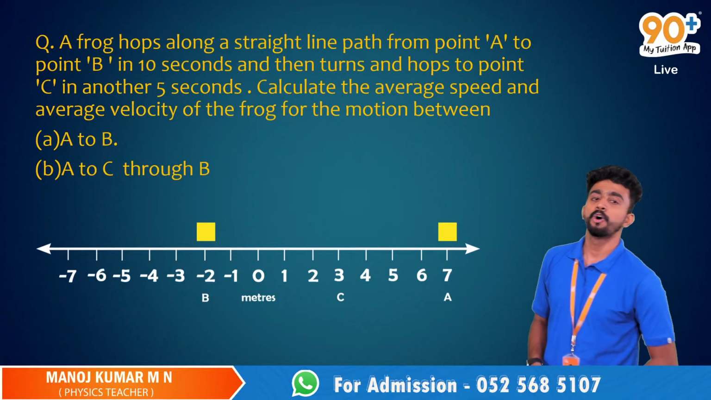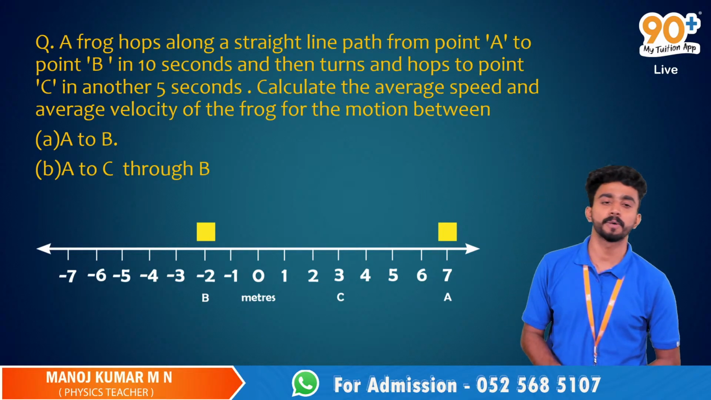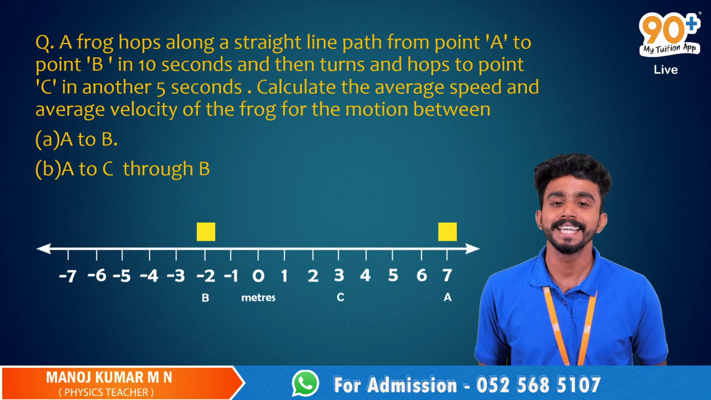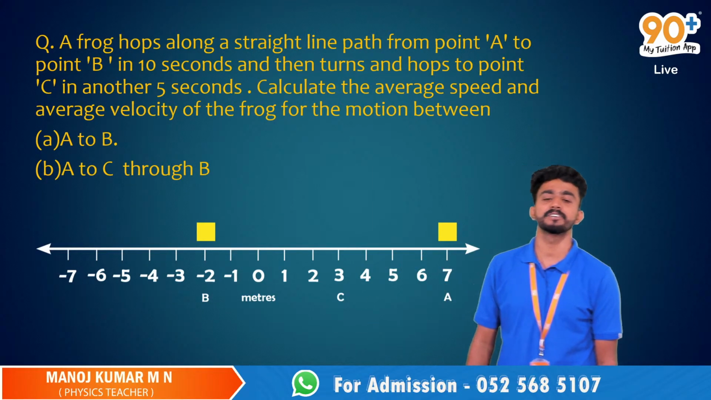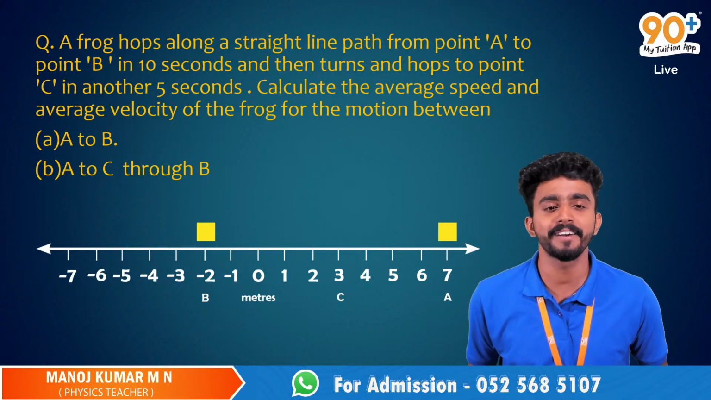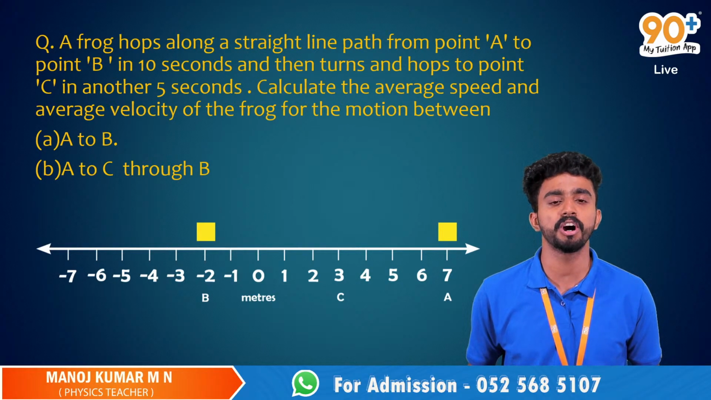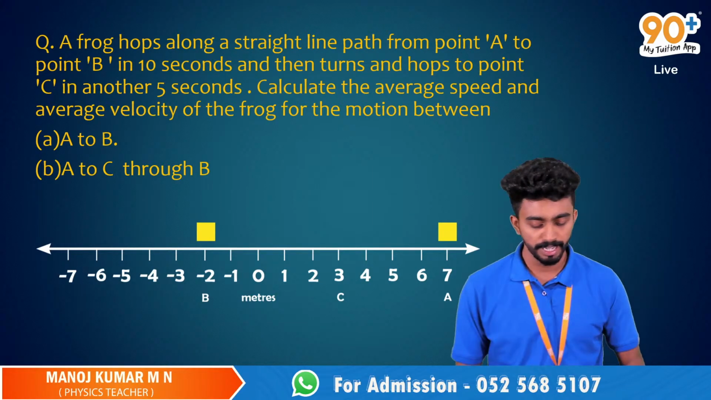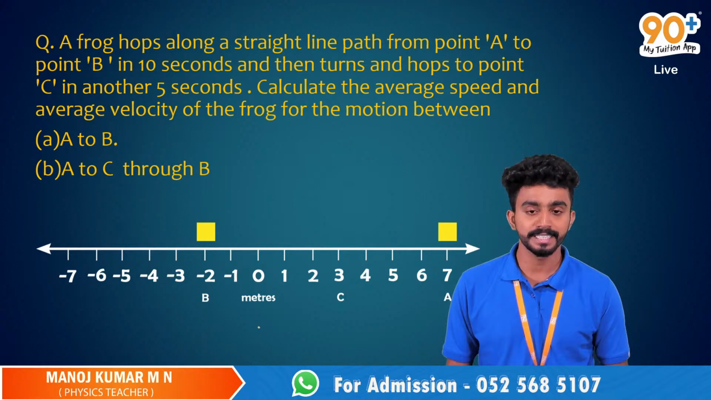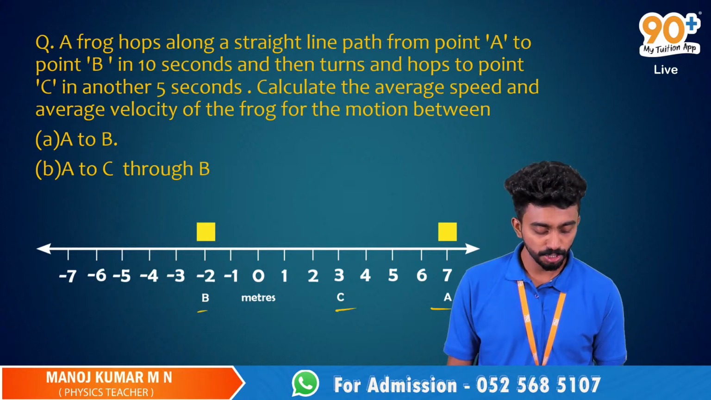A frog hops along a straight line path from point A to point B in 10 seconds and then turns and hops to point C in another 5 seconds. Calculate the average speed and average velocity of the frog for the motion between A to B. Okay, so A, B and C are marked over here. Can you see, guys?